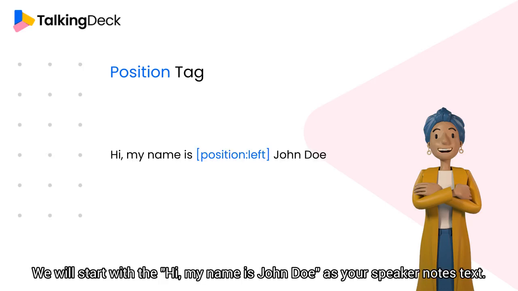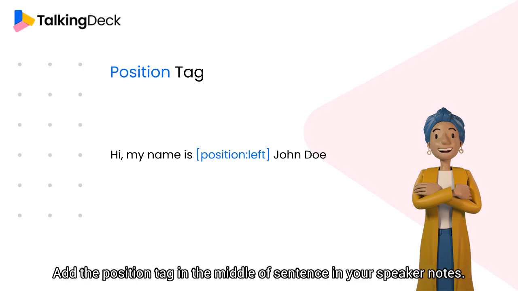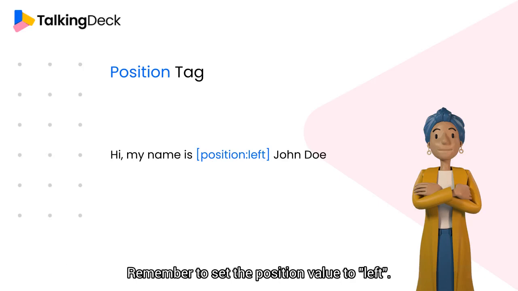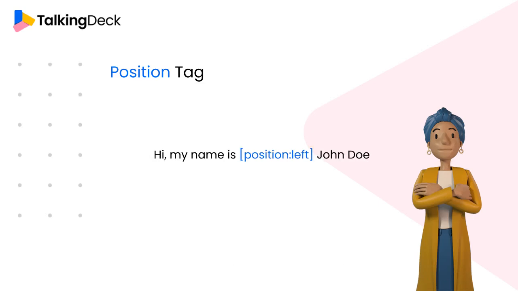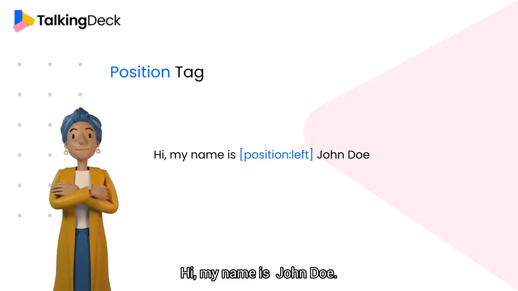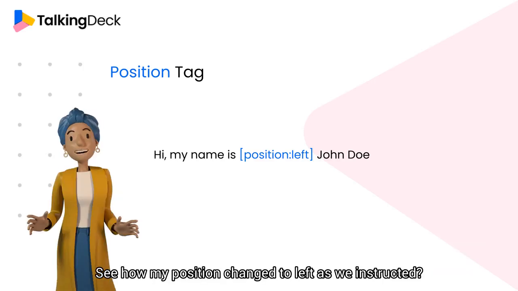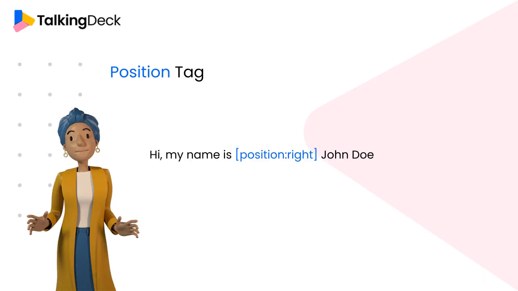We will start with "Hi, my name is John Doe" as your speaker notes text. Add the position tag in the middle of the sentence in your speaker notes. Remember to set the position value to left. Now test your slide. You should get something like this. Hi, my name is John Doe. See how my position changed to left as we instructed?